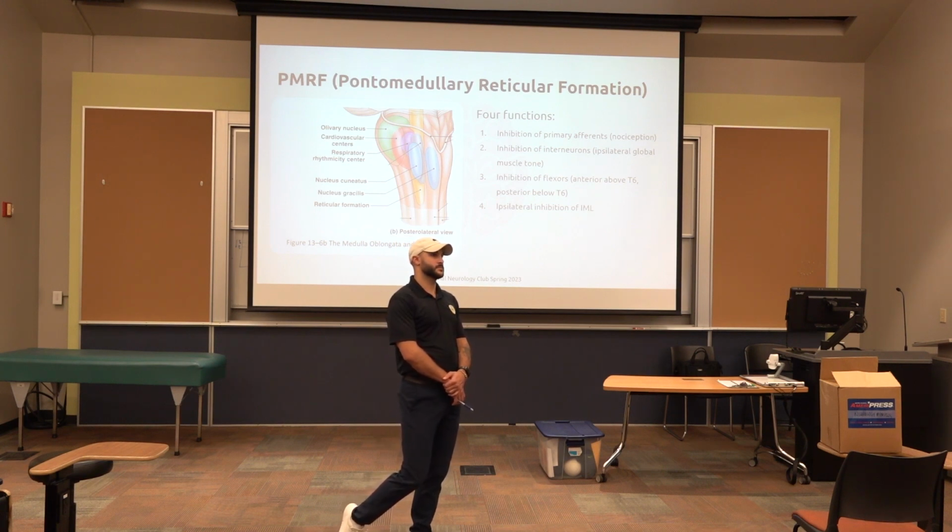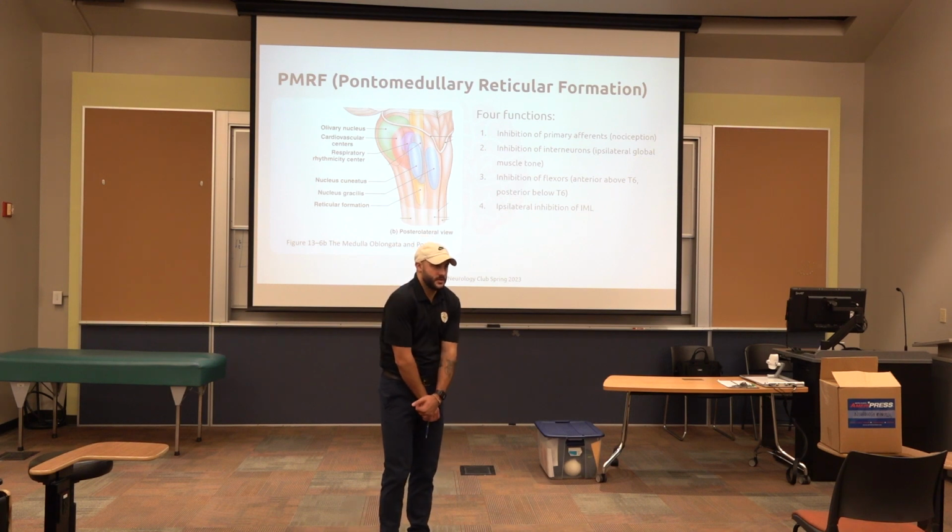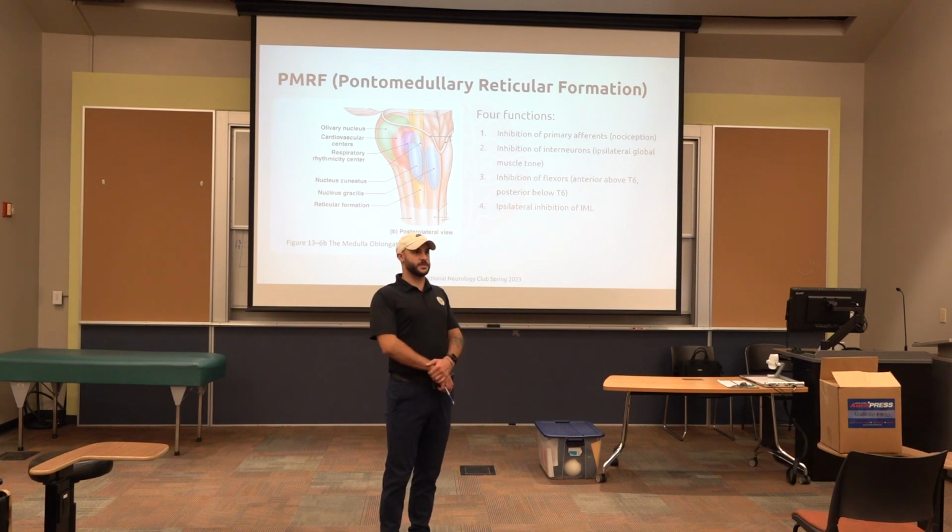Could you work yourself into a PMRF lesion? Let's say you deliberately flex your anterior muscles at T6. Would it eventually cause a PMRF lesion? Yeah, because if you're flexing your anterior, you're going to inhibit your femur because it does the opposite of that.